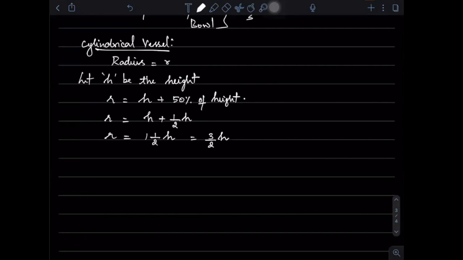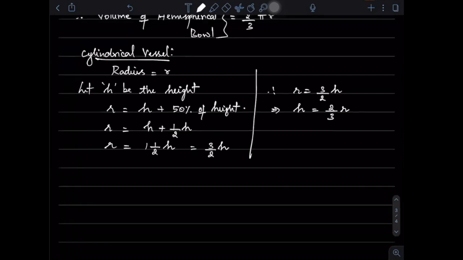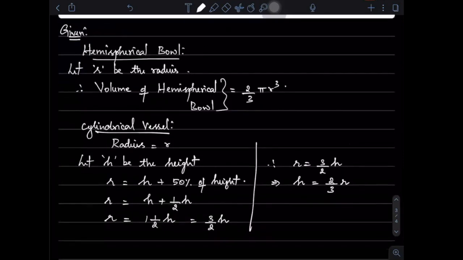So from this, what relation am I having here? My R is equal to 3/2 h. This implies, what is your h? h is 2r by 3, that is 2/3 r.